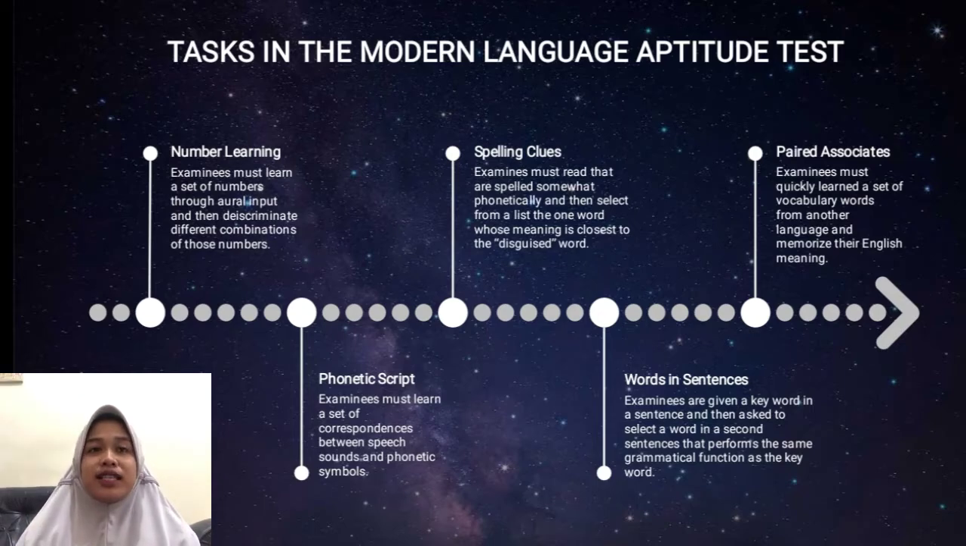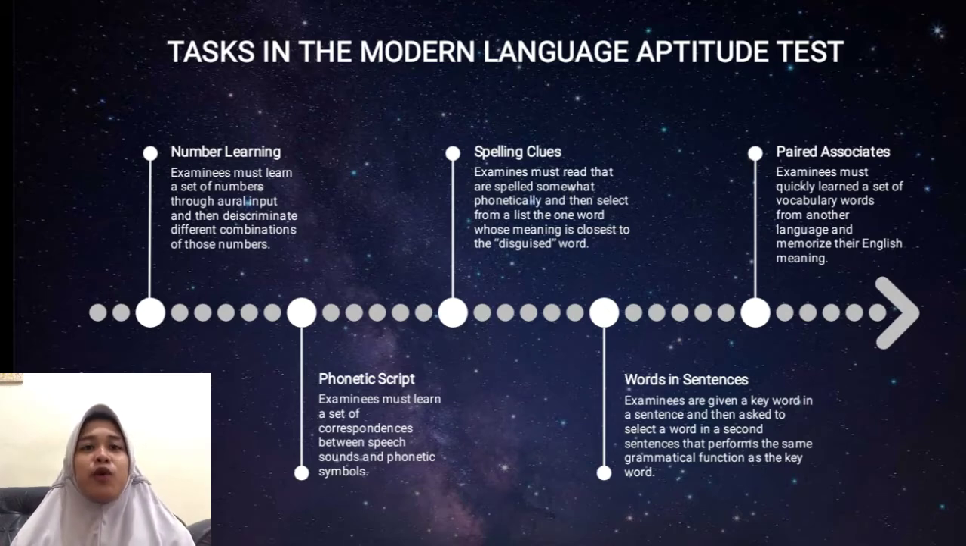4. Words in sentences. Examinees are given a keyword in a sentence and then asked to select a word in a second sentence that performs the same grammatical function as the keyword. 5. Paired associates. Examinees must quickly learn a set of vocabulary words from another language and memorize their English meaning.